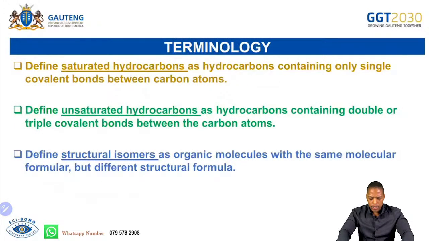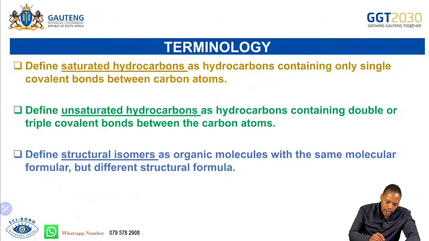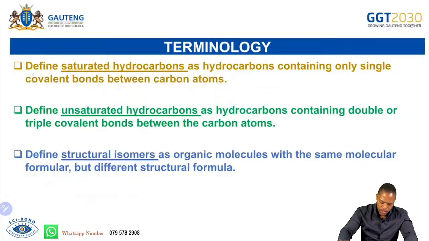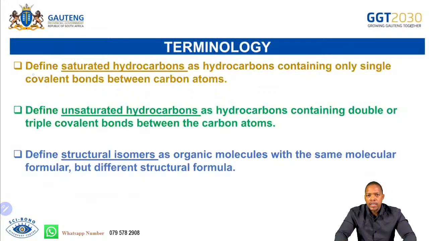Okay, right. So for today, our terminology or things that we need to know today. Today we want to look at defining a saturated hydrocarbon, defining an unsaturated hydrocarbon, and defining a structural isomer. Those are the three things, the three terminologies, that we need to be familiar with for today.